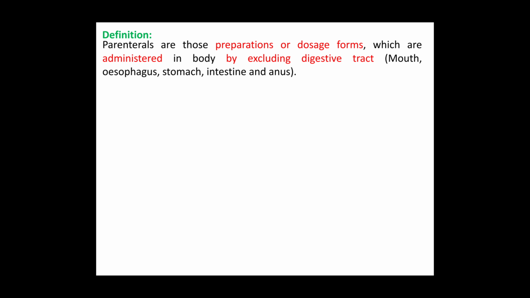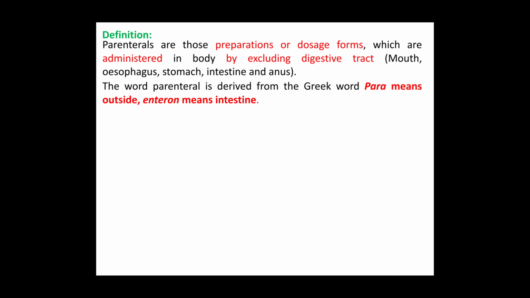Parenterals are those preparations or dosage forms which are administered in the body by excluding the digestive tract. Means these preparations or dosage forms are not administered through mouth, esophagus, stomach, intestine and anus. The word parenteral is derived from the Greek word para, which means outside, and enteron, which means intestine.